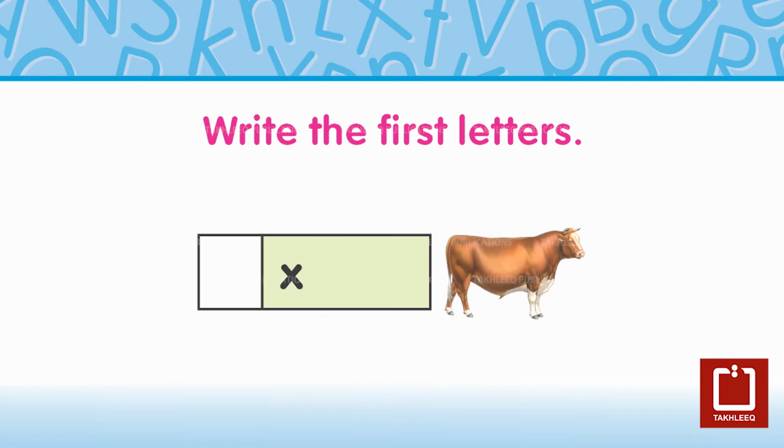Here we see the picture of an ox. Here is written dash X. The first letter of ox is O. So we write here O.